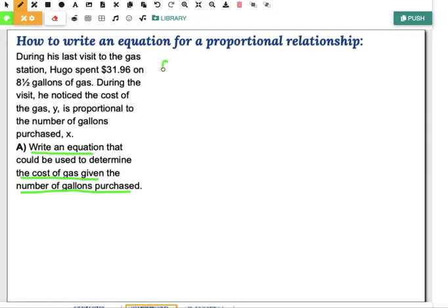So we're going to write that out, cost, and then gallons. And there's very specific letters that go with that, right? So we said that the cost is Y and that the gallons is represented by X. So that already is set up to represent our proportional relationship. Okay, so it's all set up for you.